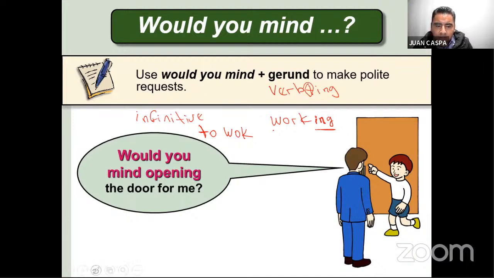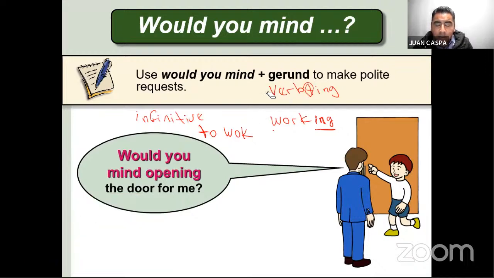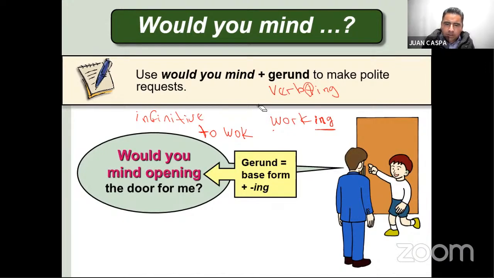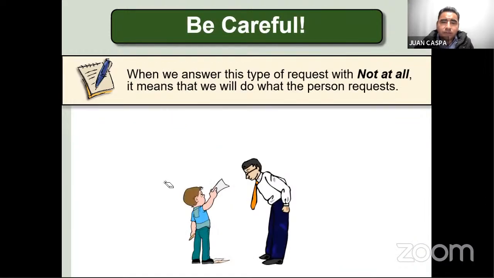Entonces, generalmente siempre vamos a utilizar cuando se trata de would you mind, un gerundio ing, ¿no? Would you mind opening the door for me, right? Okay. Gerund is base form plus ing, right? Forma básica del verbo más el ing. That is gerund.